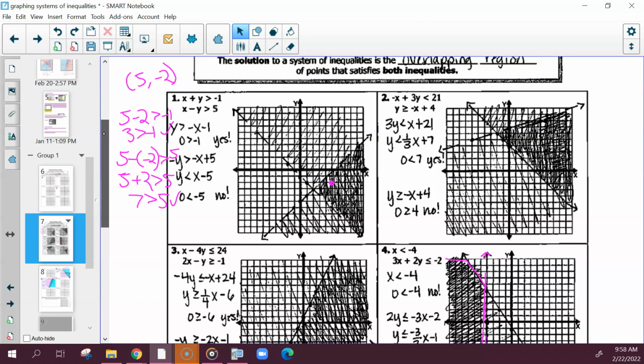This is just if you pick a point in that solution, how would you check it? You would need to put it in both and see if it works for both. If it doesn't work for both, or it only works for one, it's not a solution.